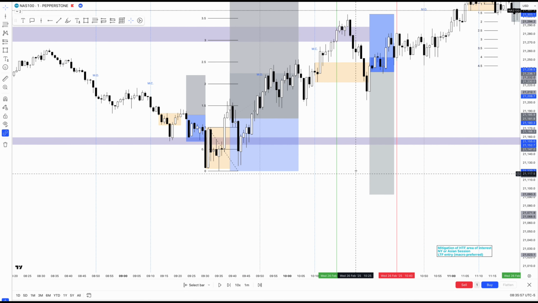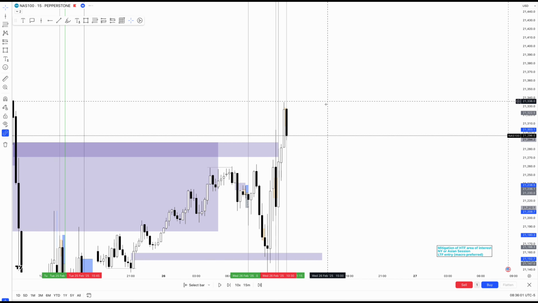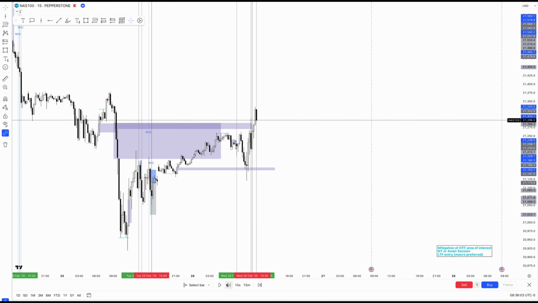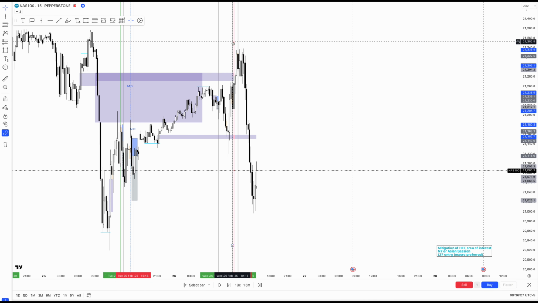Yeah, TP would have been somewhere down there, so take that as a loss. Keep marking it up. And I think there was one more trade opportunity. Now I'm seeing this as a potential area of interest up here.